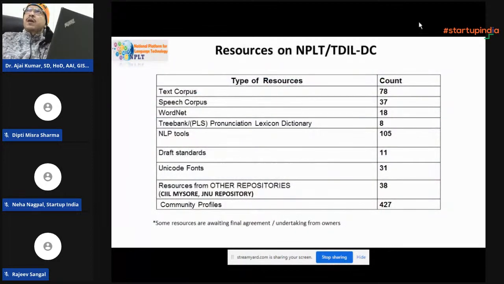Next. So currently, this is the count of resources and the nature of resources that we have onboarded on the NPLT. Some of the resources, as I mentioned, CIIL Mysore and JNU, are having separate repositories, so we just link to them. Plus, there is a community profile. I'll come to that in a minute.